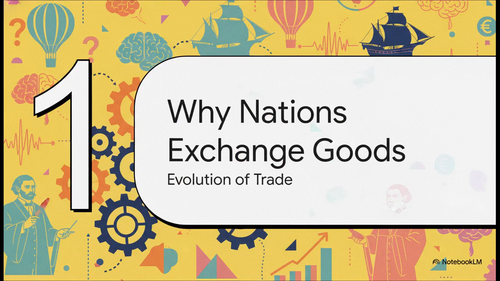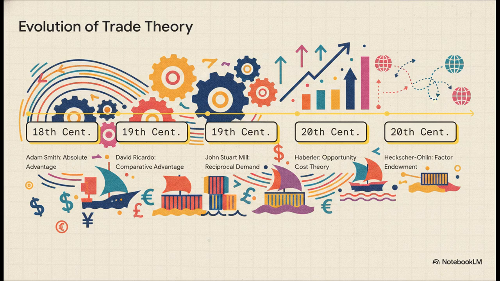Section 1. Why nations exchange goods. The evolution of trade thought. Now, to really grasp modern global markets, you have to realize that no single economist just figured this all out overnight. These international trade theories act more like building blocks. We're looking at a roadmap starting in the 18th century with Adam Smith, evolving through the 19th with David Ricardo and John Stuart Mill, and finally pushing into the 20th century with Haberler and the Heckscher-Ohlin framework. Each era essentially passes the baton, solving the blind spots of the guy who came right before them.